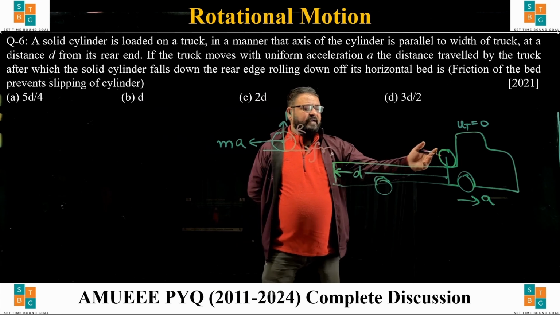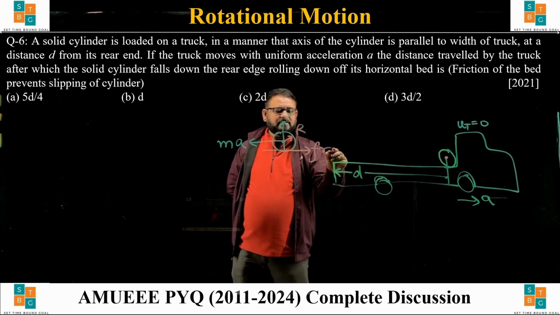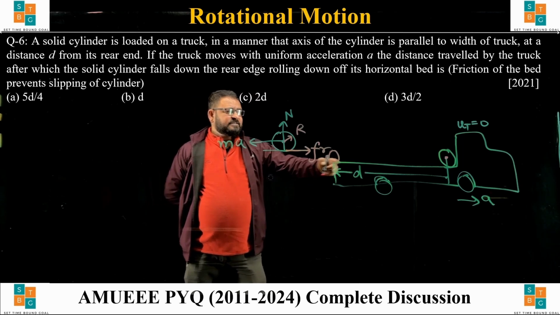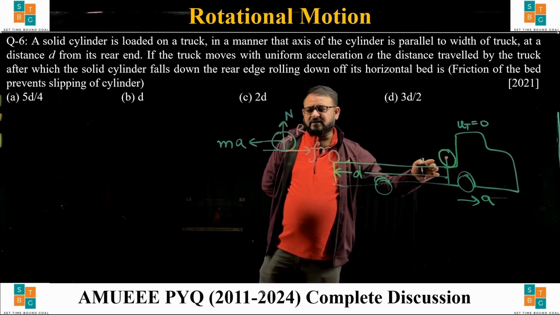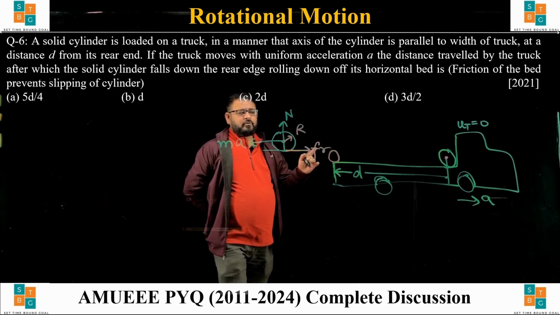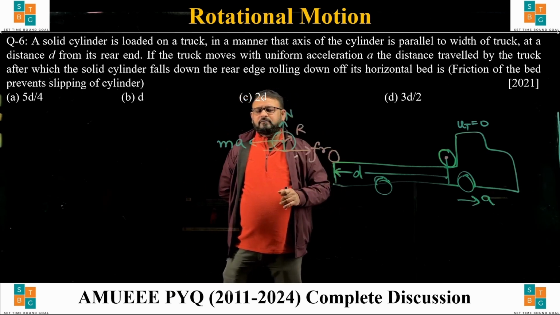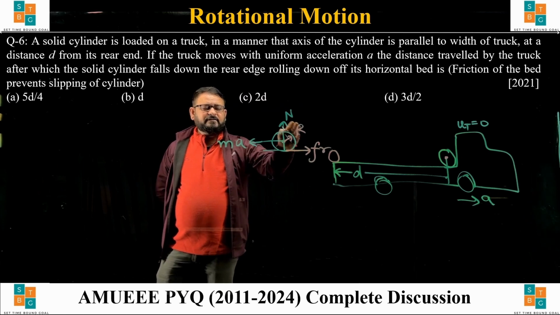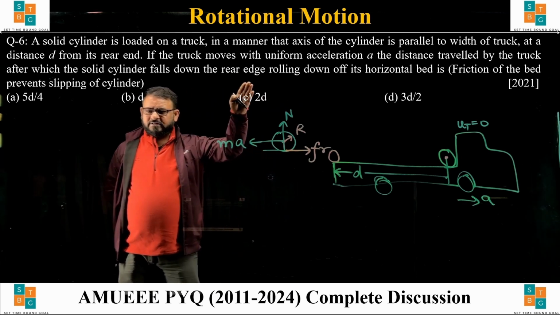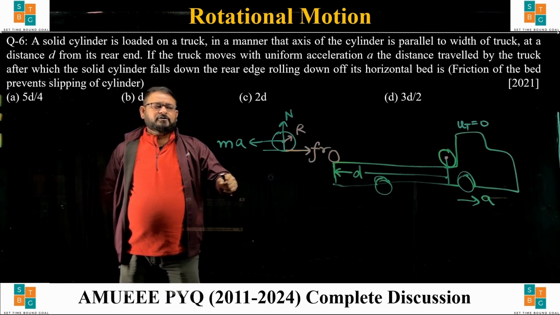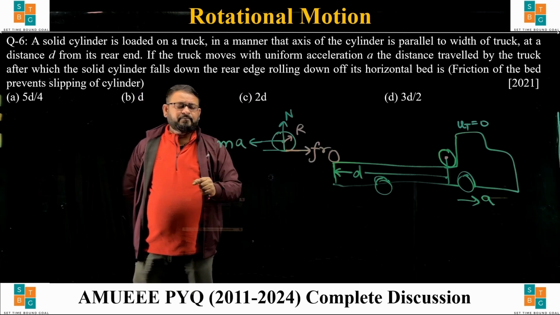We need to find, जब यहां से यहां तक जस्ट रोल करने वाला है, इतने समय में ये ट्रक कितना आगे चला गया, राइट. If we know the time to roll down, it will work. ओके, तो हम सपोज करते हैं ये प्योर रोल कर रहा है क्योंकि उन्होंने दिया है फ्रिक्शन on the bed prevents slipping of the cylinder. So this is pure rolling problem.